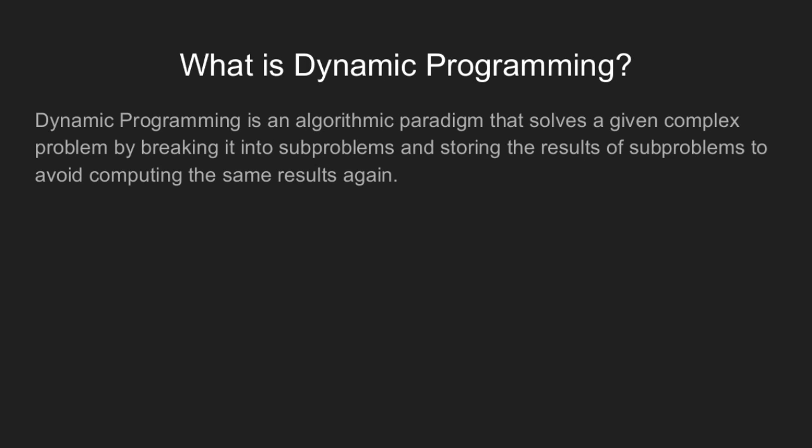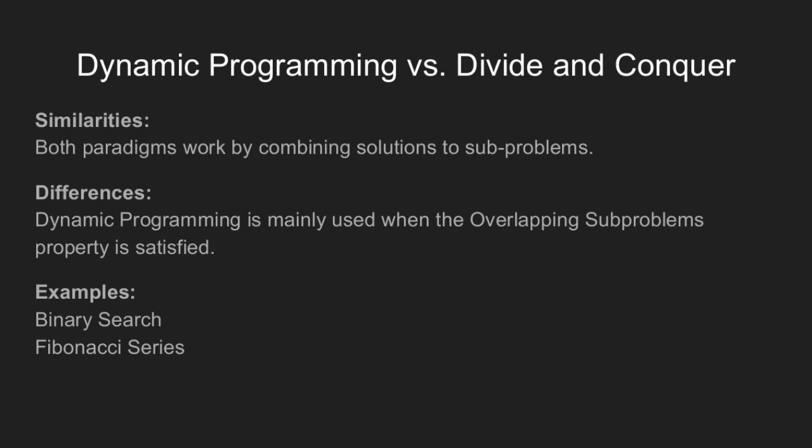And now we are ready to look at the definition of dynamic programming. Dynamic programming is an algorithmic paradigm that solves a given complex problem by breaking it into subproblems and storing the results of subproblems to avoid computing the same results again. Dynamic programming is very much similar to divide and conquer. In both the paradigms, we solve problems by combining solutions of subproblems. However, in divide and conquer, the subproblems do not overlap. While in dynamic programming, the subproblems do overlap, which is why we build a table to avoid unnecessary computations.